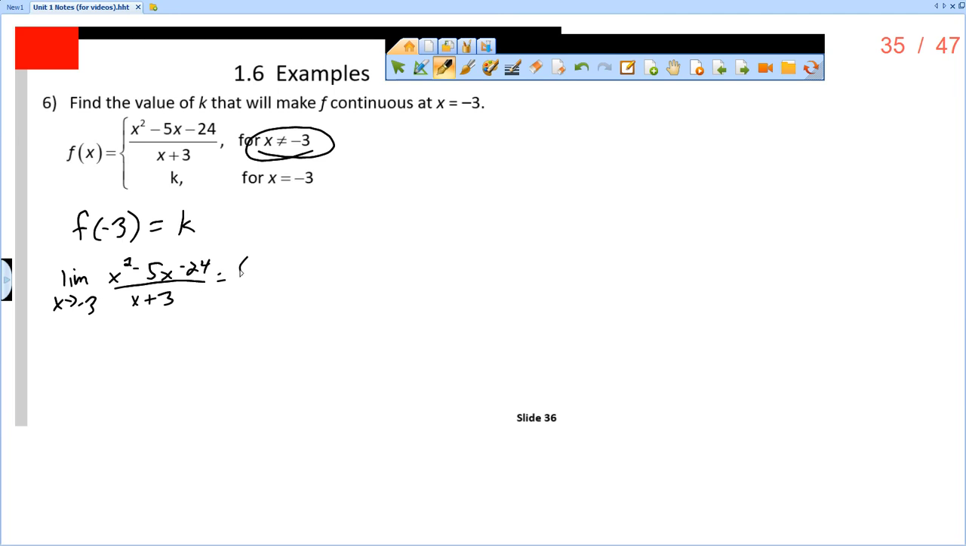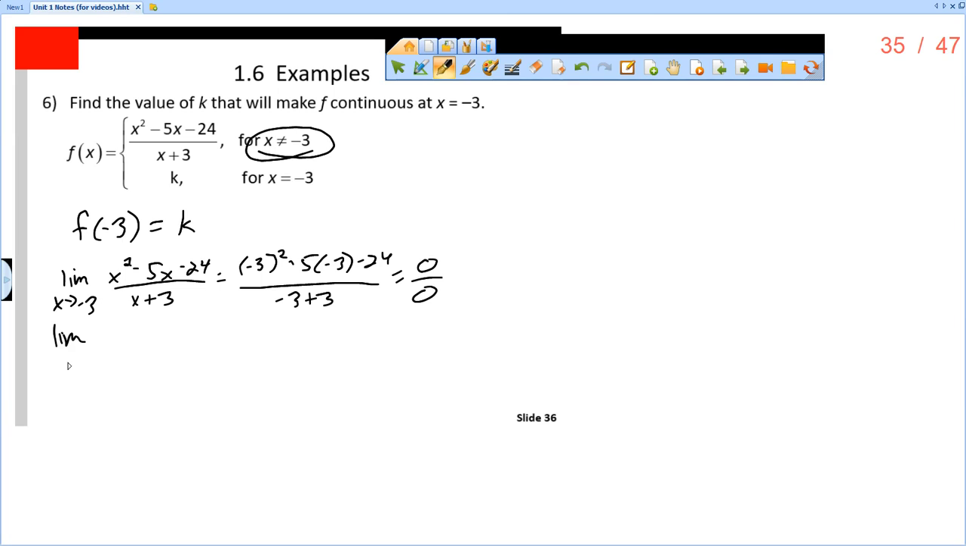Remember, our first step here is to evaluate. So -3 squared minus 5 times -3 minus 24, divided by -3 plus 3. So -3 squared is 9 minus -15. So 9 plus 15 is 24. Minus 24 is, of course, 0 over 0.